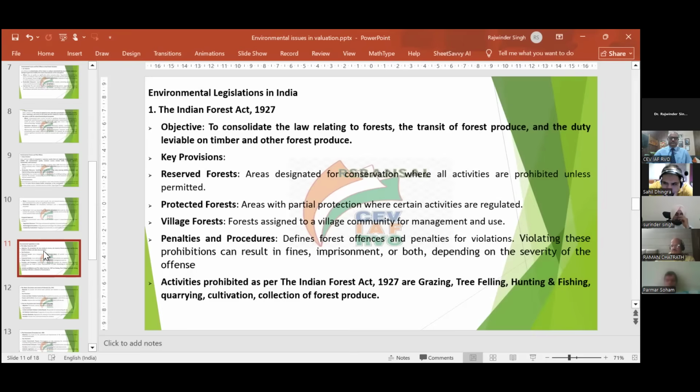And what are the penalties and procedures under this act? This act defines the forest offenses and penalties for violations. Violating these prohibitions can result in fine, imprisonment, or both, depending upon the severity of the offense. So activities which are prohibited as per the Indian Forest Act 1927 are grazing, tree felling, hunting and fishing, quarrying, cultivation, and collection of forest produce.